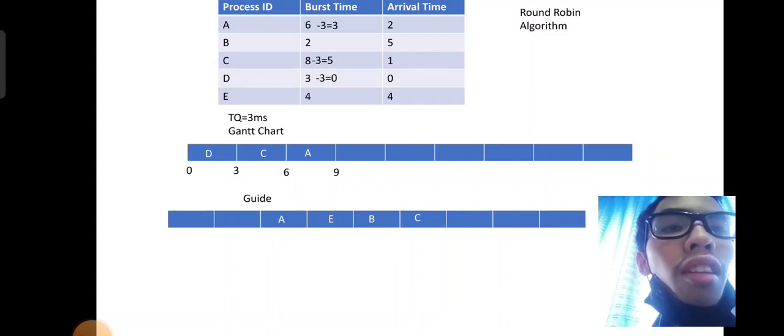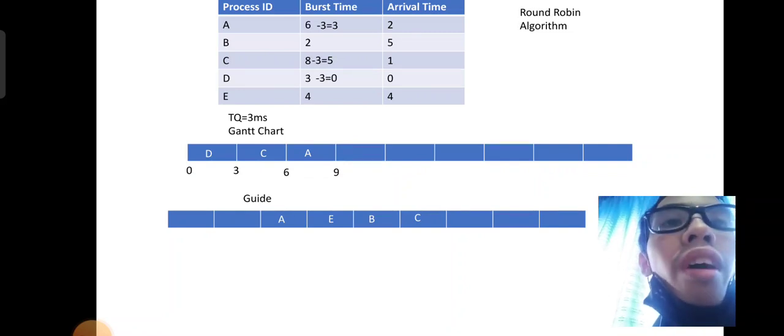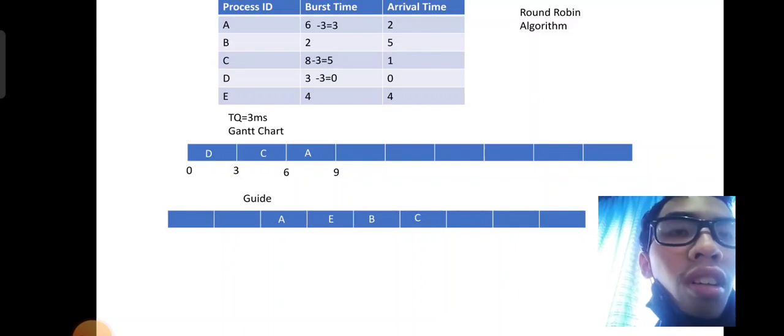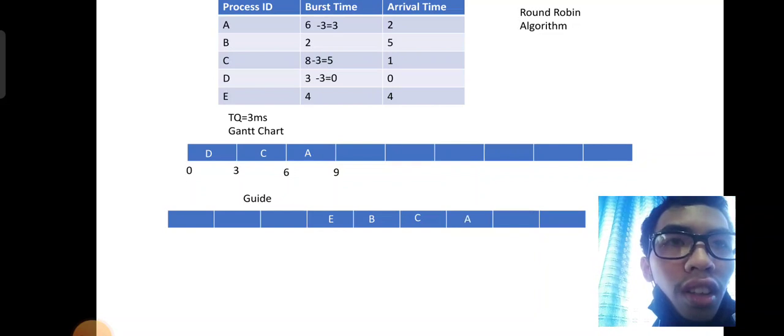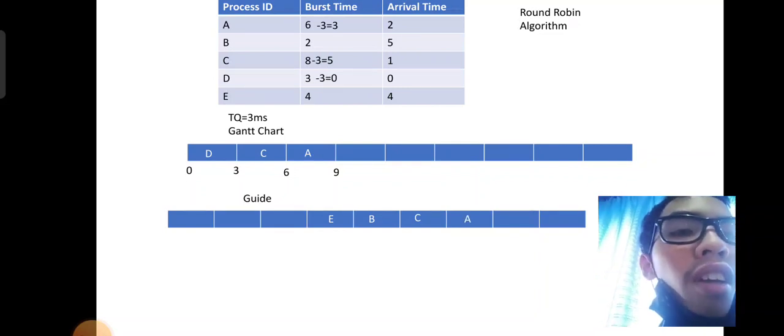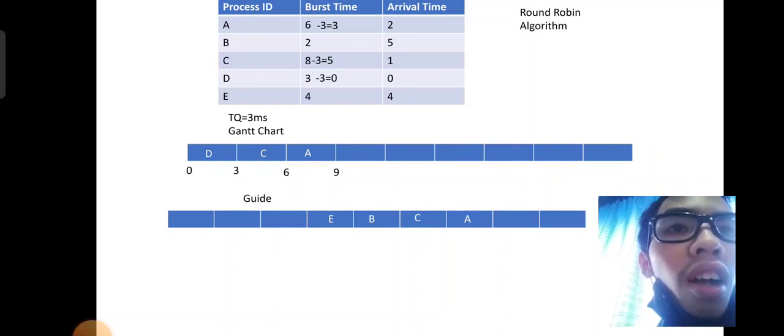Then after that, since all the processes have already arrived, we will just put process A after process C because it is not yet done. Its burst time has a remaining of 3. After we put process A after C, process E will enter the CPU.